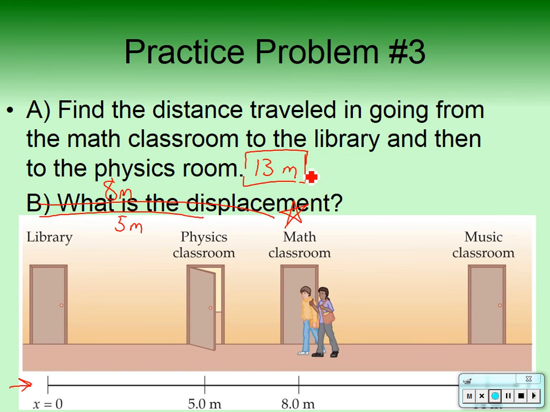Okay, now that I've written all over B, let me read it. It says, what is the displacement?